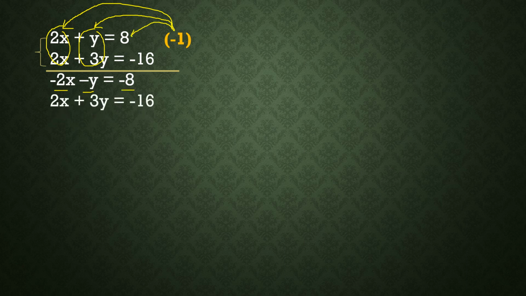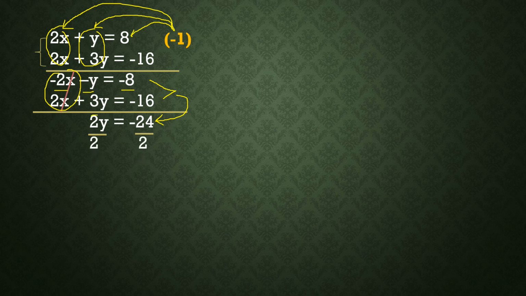And then you copy the second equation: 2x plus 3y equals -16. Now we have the inverses here, -2x and +2x. We can cancel them. Then we solve. -y plus 3y will give us 2y, and then -8 and -16 will become -24. Then we divide both sides by 2. 2 divided by 2 is 1, so this will become 1y, or y equals -12. So -12 is from negative divided by positive is negative. 24 divided by 2 is 12.